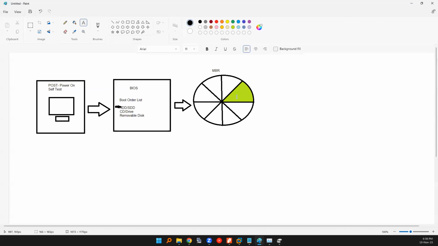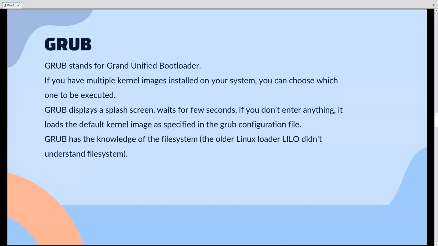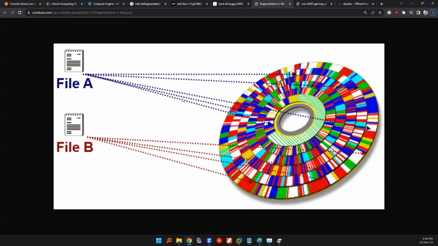So this sector, let's see what will be there in that sector, which is your GRUB. So GRUB must be there in any machine or any operating system. GRUB is a very, very important step. Why? Because that is the step where you decide which one to be booted.